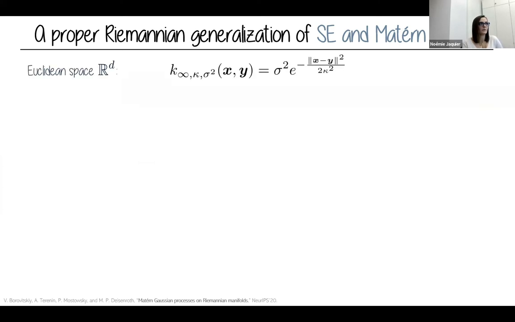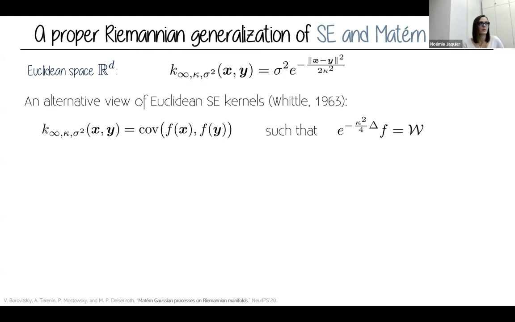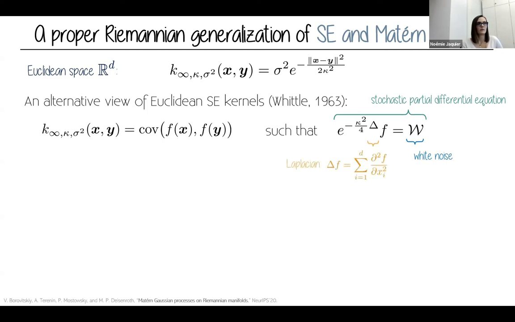The idea behind this proper Riemannian generalization is that we view the squared exponential kernel from another point of view. Namely, we see it as the covariance of a random process which satisfies the stochastic partial differential equation that you have here on the right. In this equation, W is the white noise and delta is the Laplacian operator. If you solve this equation and obtain the random process F, and then compute the covariance of this process, you obtain your squared exponential kernel.